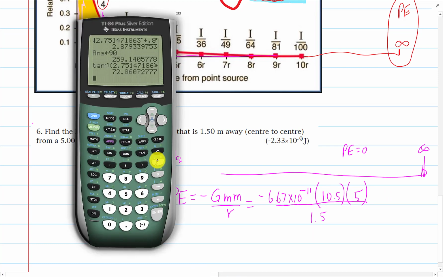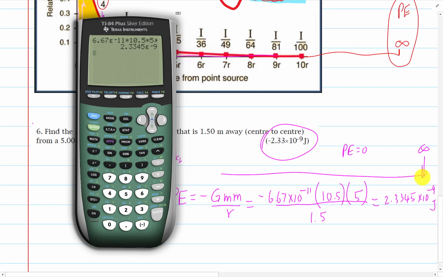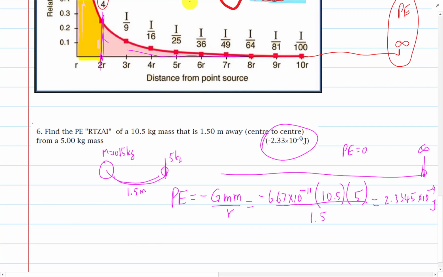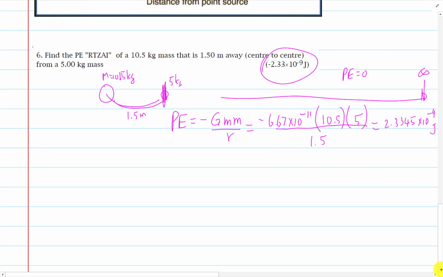You pull up our calculator, and we get 6.67 e to the negative 11th times 10.5 times 5 divided by 1.5. Boom. So we get an answer that they suggested. 2.3345 times 10 to the negative 9th joules. So that's how much potential energy is lost. So if it fell from infinity, that's how much potential energy is lost. Okay, now here comes the eye-opening question.